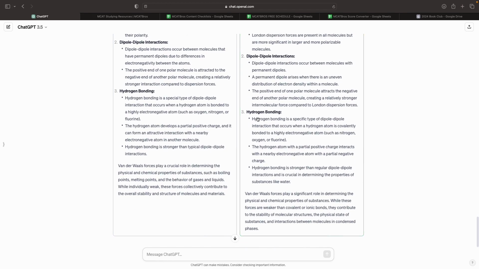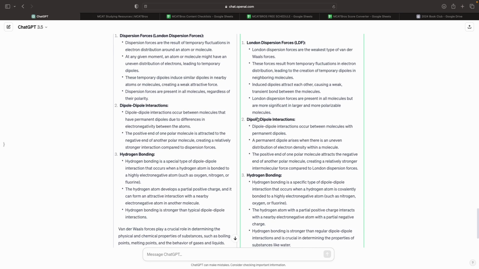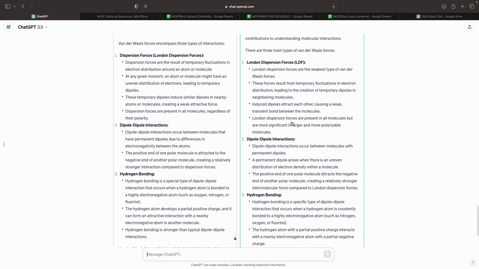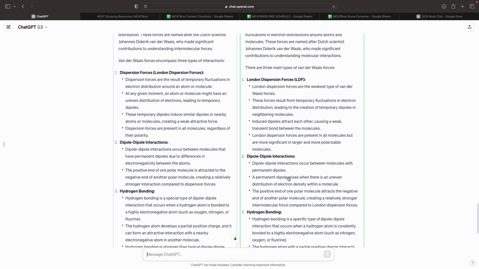And interestingly, hydrogen bonding is a specific type of dipole-dipole interaction that occurs when a hydrogen atom is covalently bonded to a highly electronegative atom. Dipole-dipole is between molecules with permanent dipoles. So the hydrogen is the plus side of it, and the oxygen is the negative side.